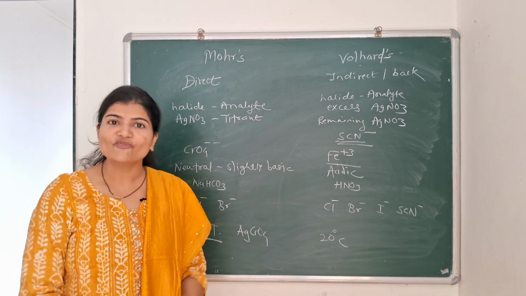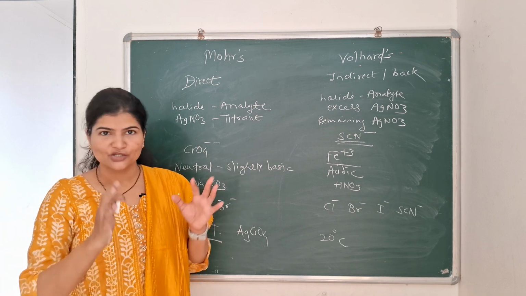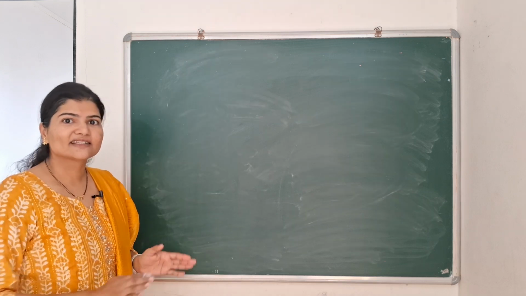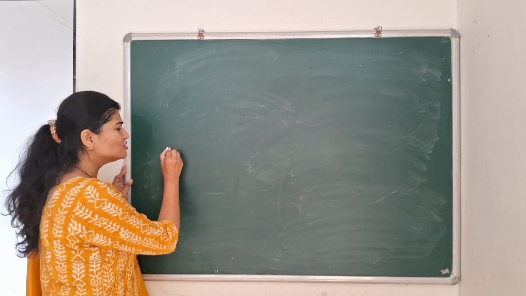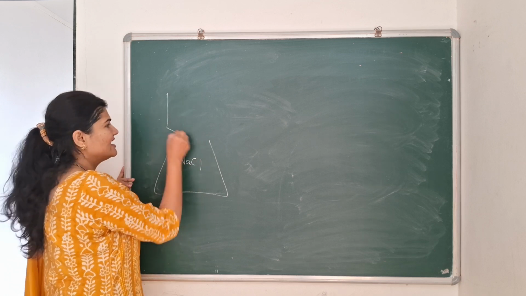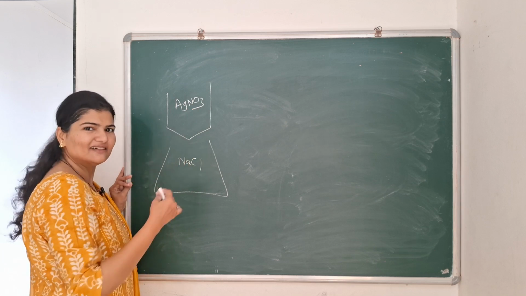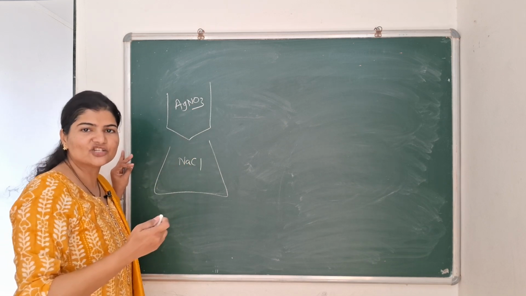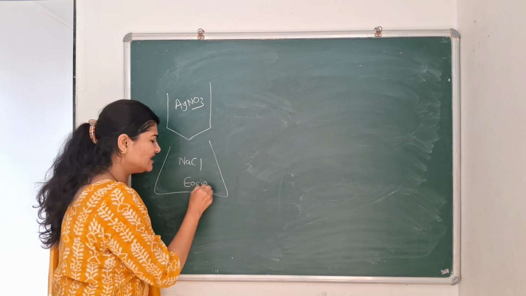So now let's move on to the next method of endpoint detection, which is Fajan's method. Now let's discuss Fajan's method of endpoint detection. Here also we will take the same example, sodium chloride as our analyte and silver nitrate as our titrant. Now Fajan's method is a direct way of titration, where we will be using eosin as our indicator.